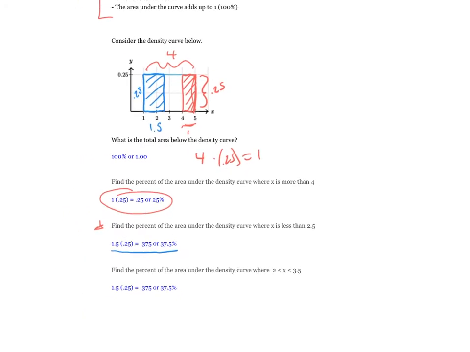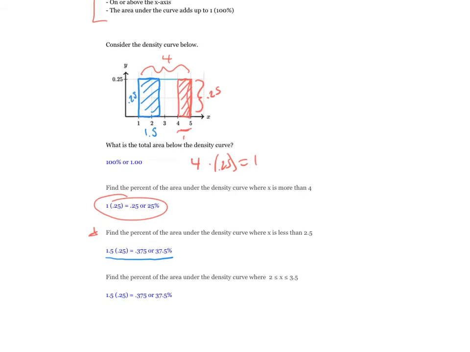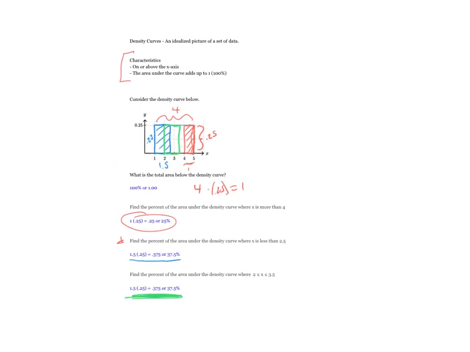So you can see this one, find the area of the density curve where x is between 2 and 3.5. I'm going to change colors one more time. 2 is right here. 3.5 is right here. So the width again is 1.5, just like it was with the blue area. And the length is 0.25, so I end up with 0.375 again. So that is a density curve.